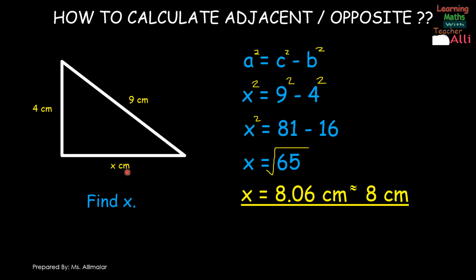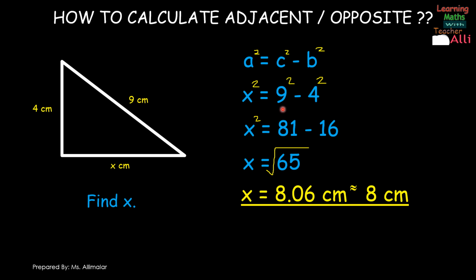Now, how if you want to find the adjacent? This line, they put here x. They say the hypotenuse is 9 centimeter. The opposite is 4 centimeter. So you need to find the value of the adjacent. If you want to find the value of the adjacent, you must use this formula: a square equals c square minus b square. Now, a, adjacent, what is this? x. So just put here x squared. Please don't forget, square is a must.